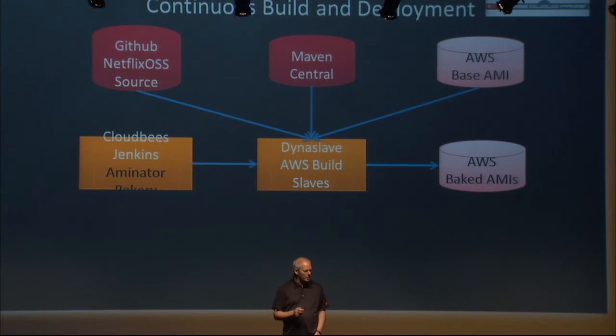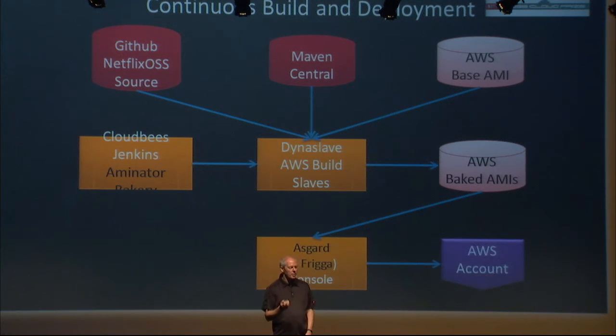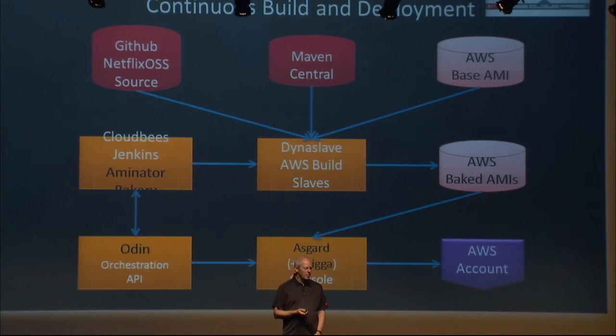Sorry, the reformatting didn't work quite well, but we use CloudBees, which is a cloud-based service which runs Jenkins. We use that to run our own bakery. Well, they run the bakery. And that can use Dynaslave to do build slaves, and they bake AMIs from the code. So that gives us a set of baked AMIs. We can then use Asgard, which is our console, to deploy those to an Amazon account. We have another tool called Odin, which is an orchestration tool which lets us sequence things in Asgard.